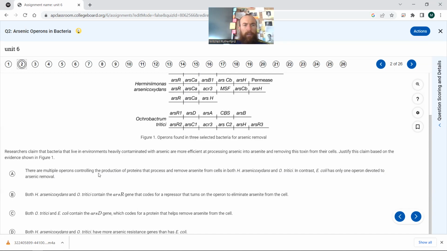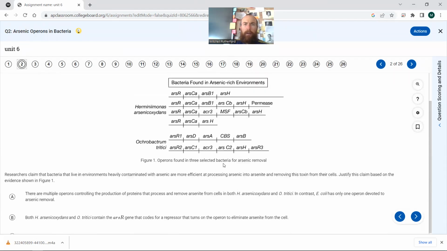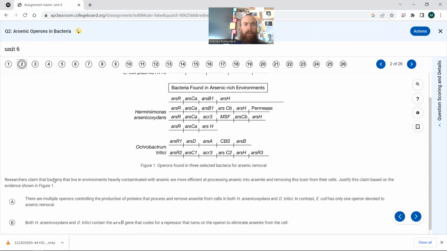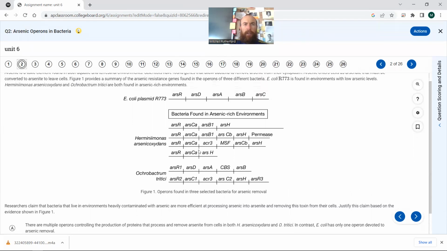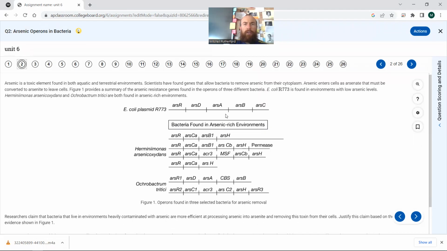There are multiple operons controlling the production of proteins that process and remove arsenite from cells in both of these. However, E. coli only has one operon. So I'm looking up at this going, okay, now we've got to talk about the key thing that I saw, which was researchers claim bacteria can do this stuff. So up here, what I'm looking at is E. coli is a bacteria. This other one, whatever, that's a bacteria. It says it right there, bacteria found. So you just need to understand we're talking about 3 different bacteria. Now, up in the question here, it says 3 different bacteria.